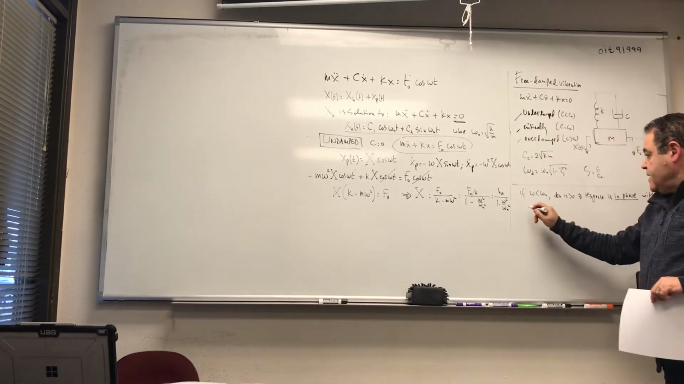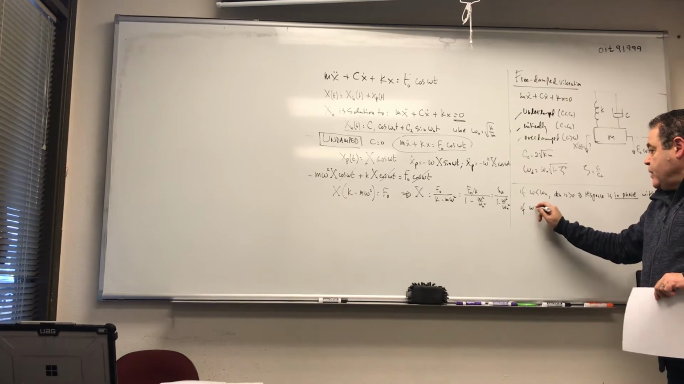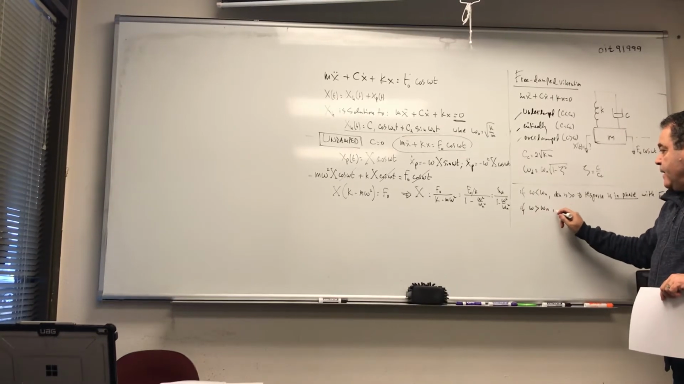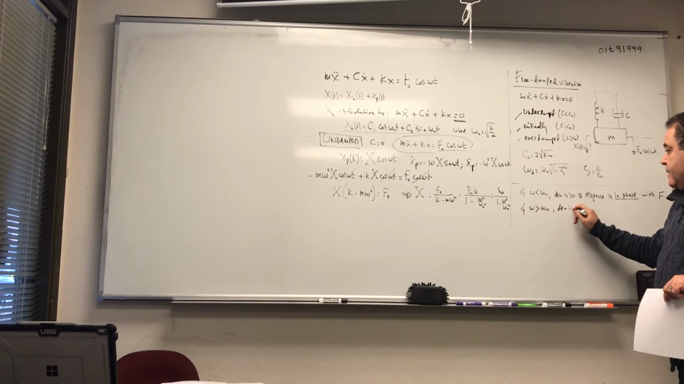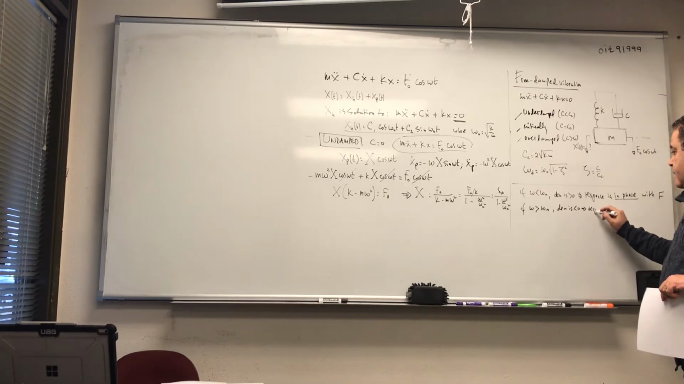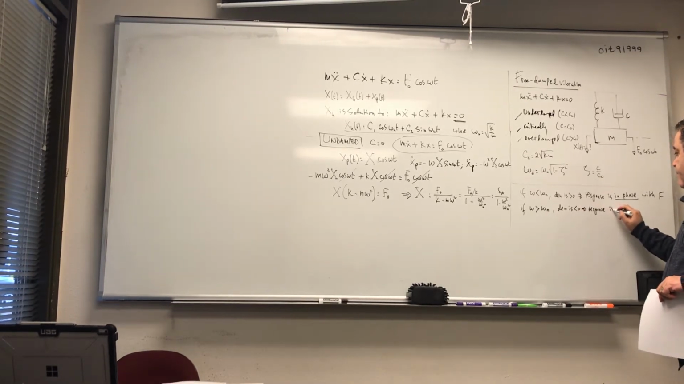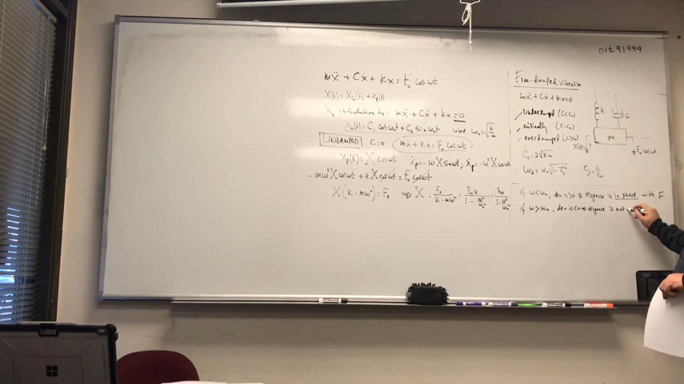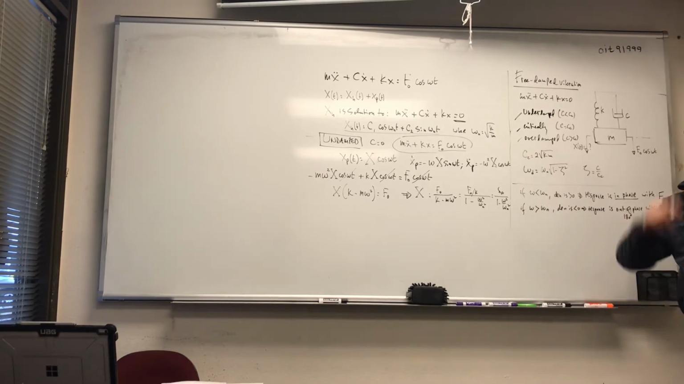But if the frequency here is greater than omega n, then the denominator is negative. That means that the response is out of phase. By how much? 180 degrees with f. In other words, when one goes up, the other one goes down.